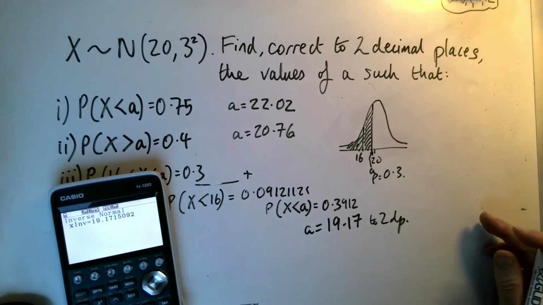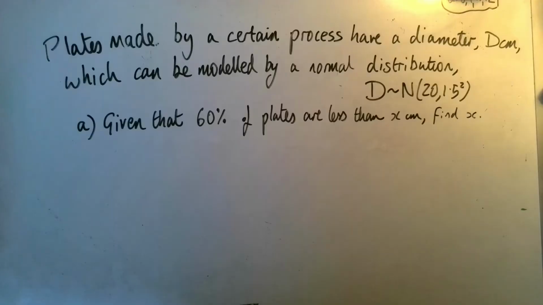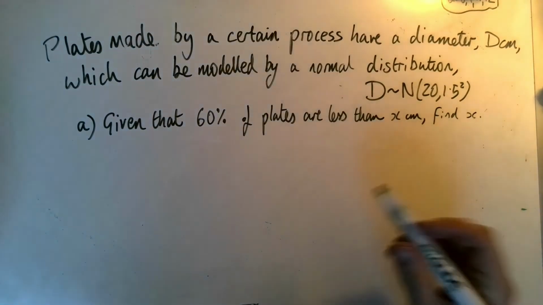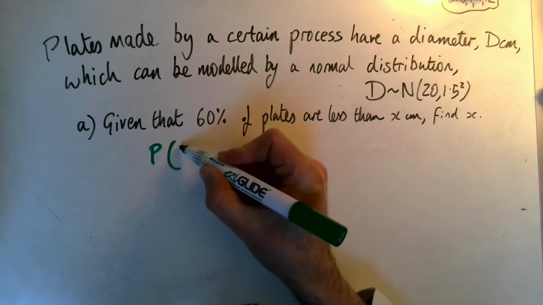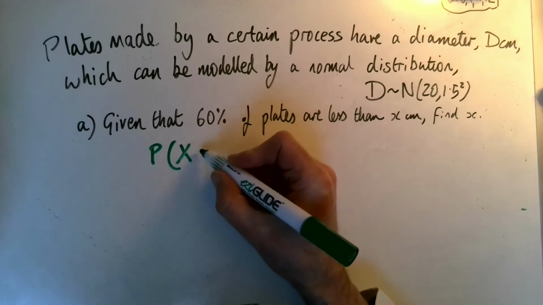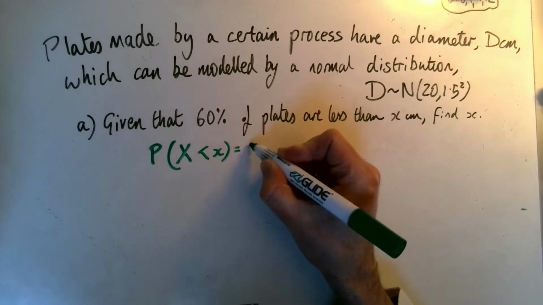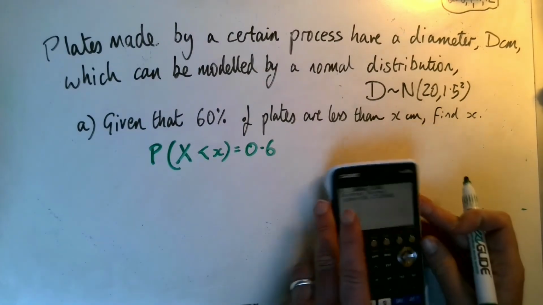Okay, one more example with a bit more of a context in it, and you'll be ready to do some on your own. Okay, there's your first problem. Write it down, give it a go, pause the video, and then see if you agree with this. So what we're being told is the probability that x is smaller than x equals 60%, which is 0.6.